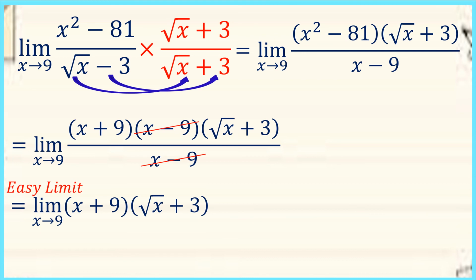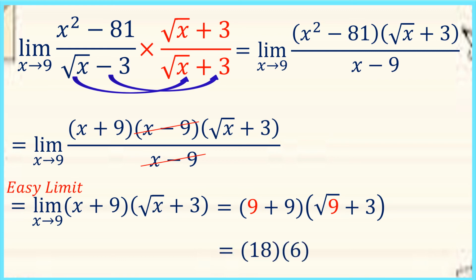So this is regarded as an easy limit. And to do easy limit, we are going to put the value of x. So substituting x, we get 9 plus 9 times square root of 9 plus 3. Simplifying further, 9 plus 9 is 18 and square root of 9 is 3. So 3 plus 3 is equal to 6. And 18 times 6 is equal to 108.